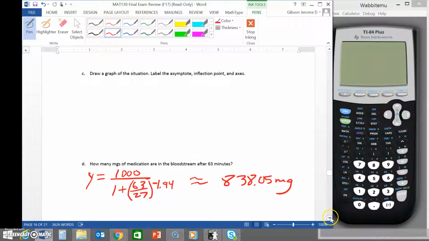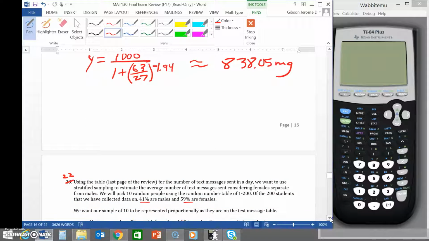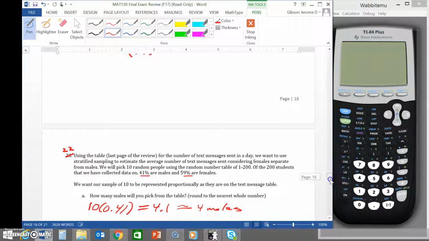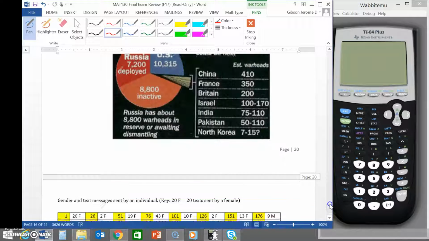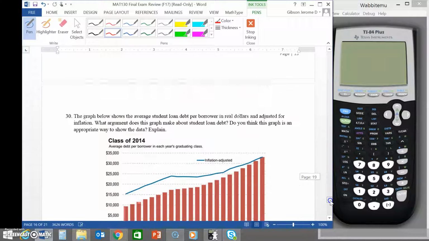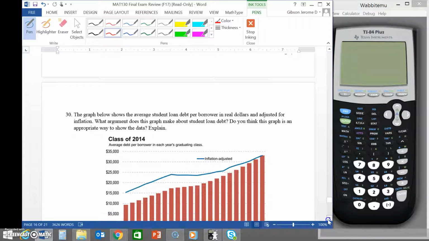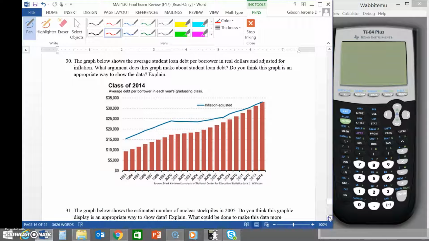Okay, now, there are two other problems here. Remember, I told you that there were a few problems on this updated version of the final exam review that weren't in your packet. Here's another problem, problem number 30. It says, the graph below shows the average student loan debt per borrower in real dollars and adjusted for inflation. What argument does this graph make about student loan debt? Do you think this graph is an appropriate way to show the data?